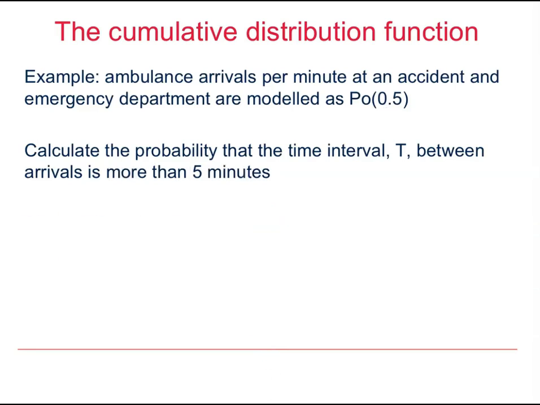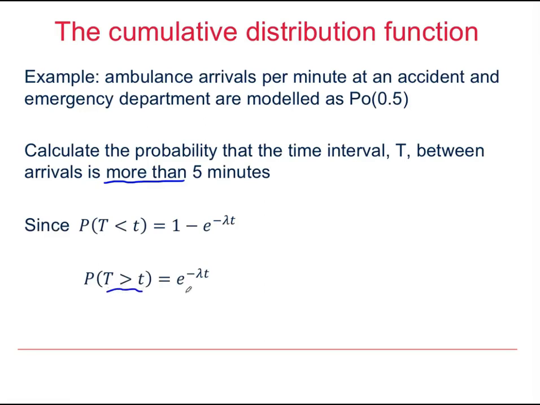Please pause to read the example. In this case, we need to note that we're looking at the more than case. So we can adapt our CDF to look at the more than case by doing 1 minus the CDF. So we finish up with this slightly simpler formula. So we can see that the probability that t is greater than 5 is going to be e to the minus 0.5, which is our value for lambda, times 5. And if we substitute that in, then we work out the value of 0.0821. And that's the probability the time interval between consecutive arrivals is going to be more than 5 minutes.